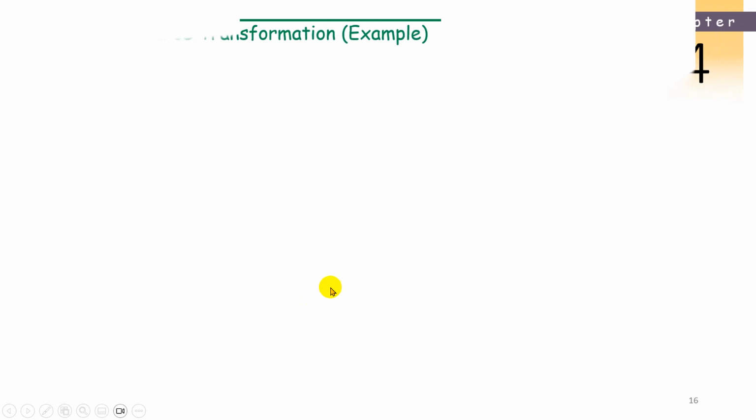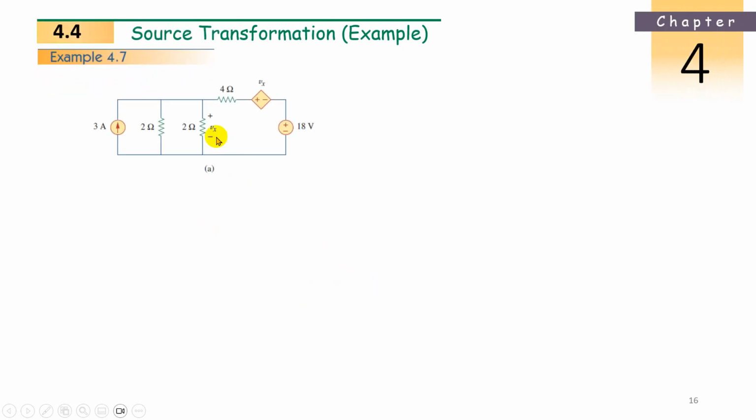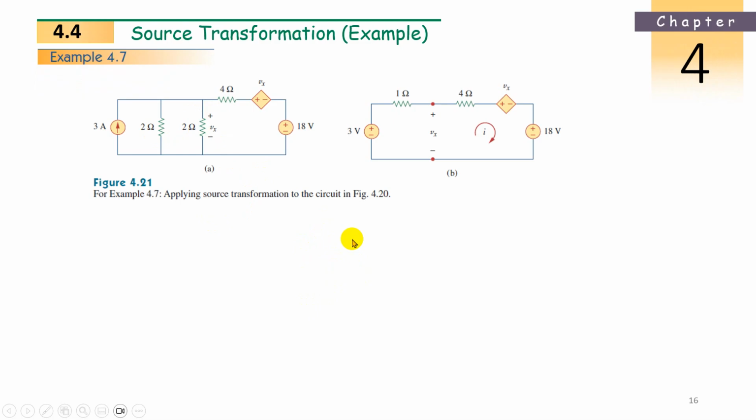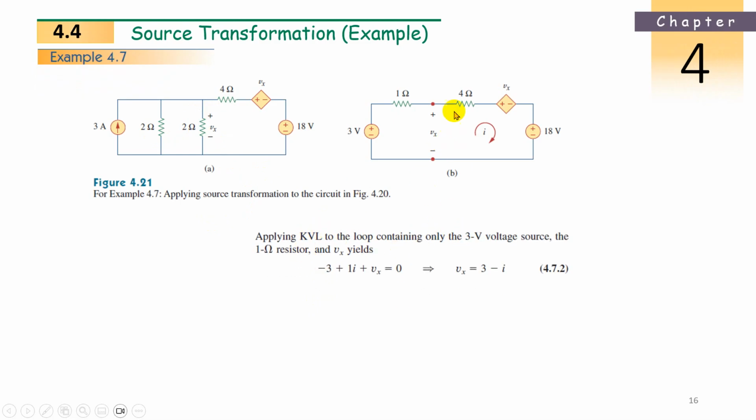Then we have to check another method to solve it. Now in this one only, what we are doing is applying KVL to the loop containing only 3 volts. Let us consider only this loop, because we want Vx. Otherwise no need of anything. But Vx is a dependent source, so in between these 2 points we need Vx. So consider this one loop. So what we can write: minus 3 plus 1I. Then current is entering in this branch, so plus Vx. This is one equation. So Vx is equal to 3 minus I.